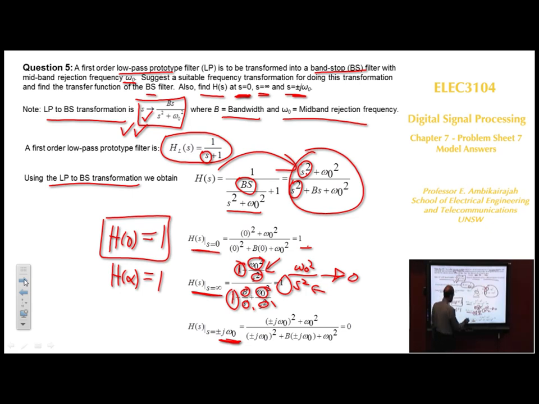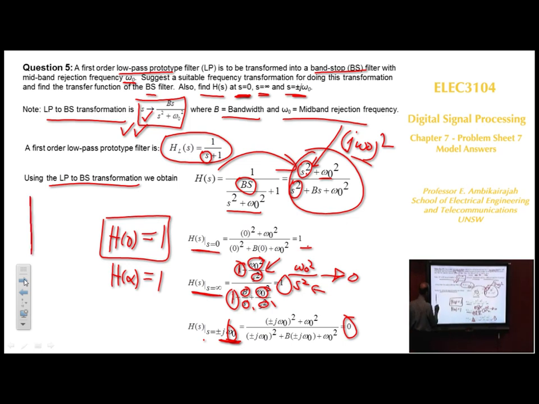Then they ask you, what is H(j omega naught) on the axis? On the axis, at the center frequency, the value is 0. When you substitute that directly, as soon as you put j omega naught whole squared, this will become minus, and this cancels with that, you get 0. So how does that look?